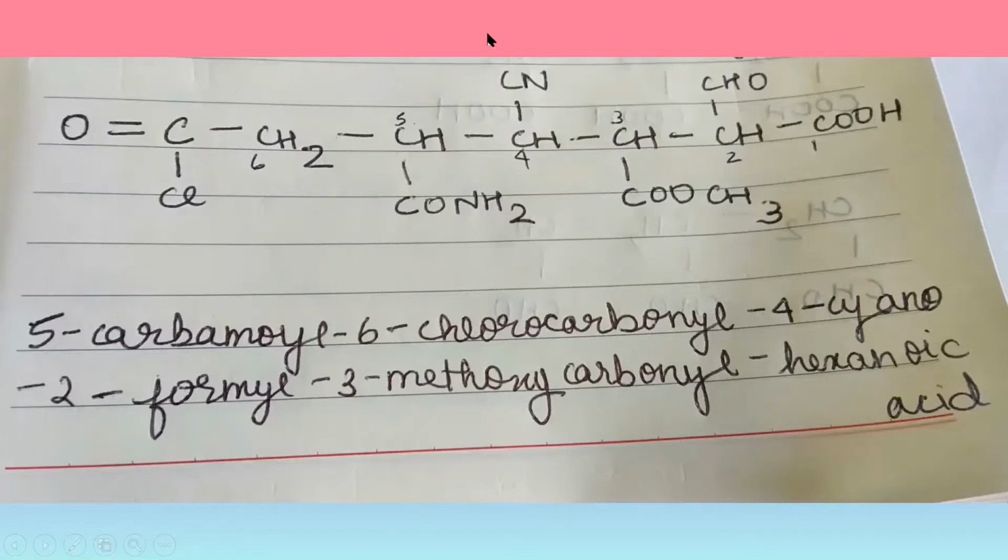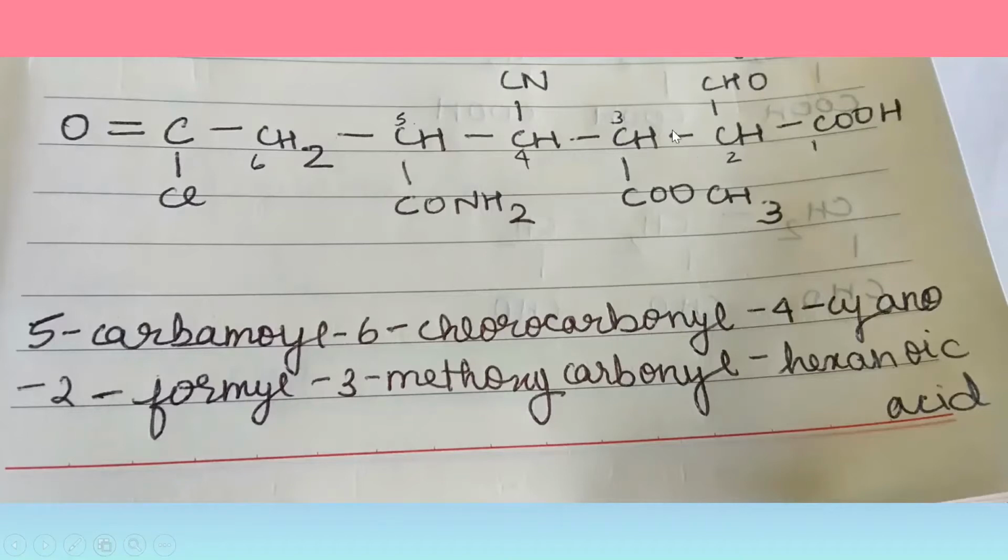So then 4 for the cyano, then 2-formyl. So we know that the aldehyde group, when it's present in the middle, gets the prefix of formyl, and when it's present in the terminal part, it gets the prefix as oxo.